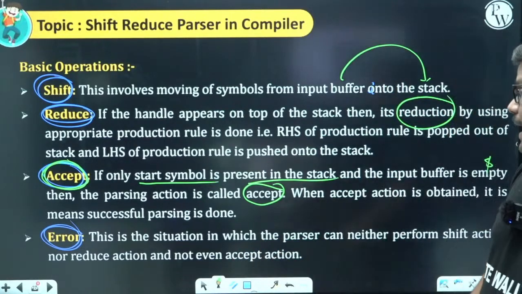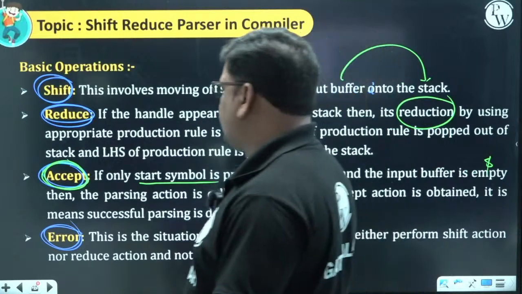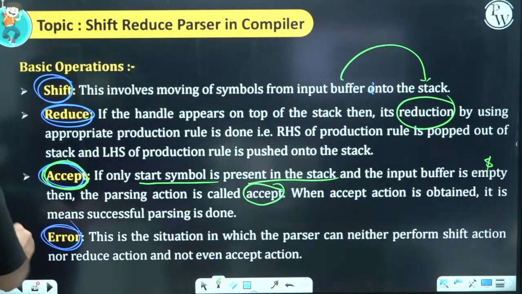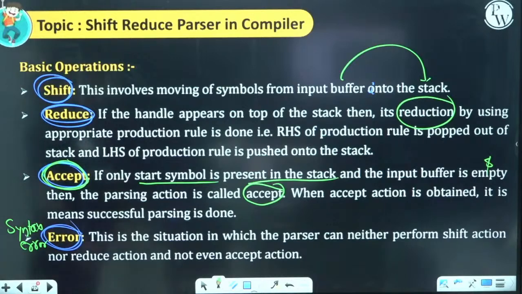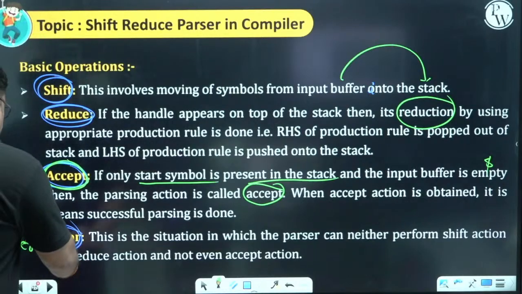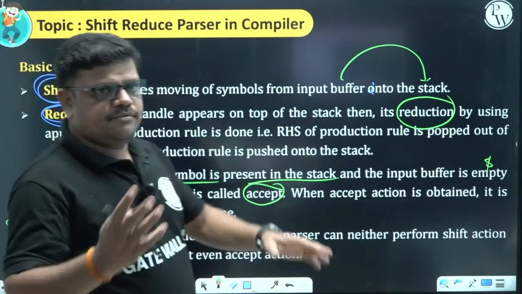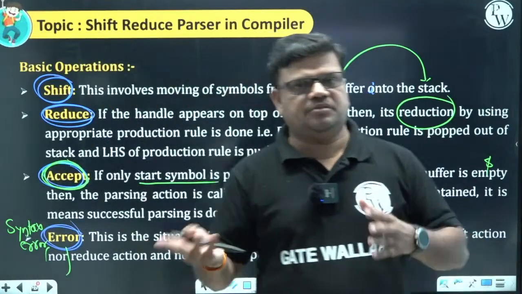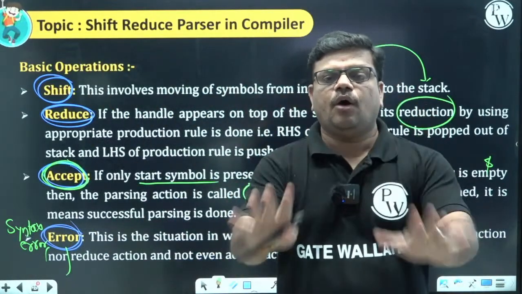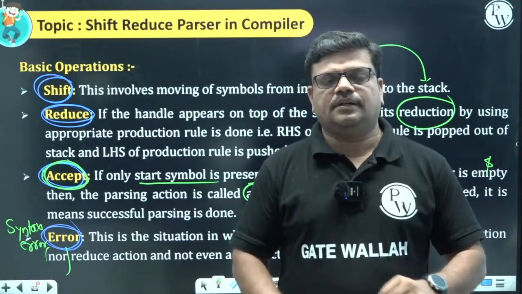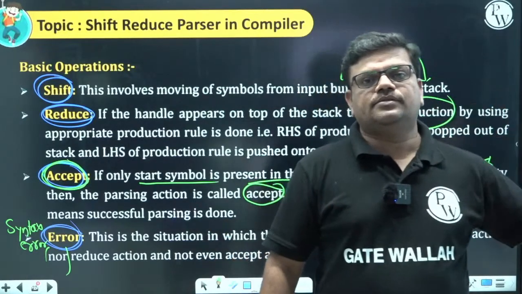Okay. Error. We have one more thing called error. This is actually our syntax error. This is a situation in which the parser can neither perform shift action nor reduce action. It cannot perform anything, shift or reduce. The parser will halt without successful parsing. That leads to error, syntax error.